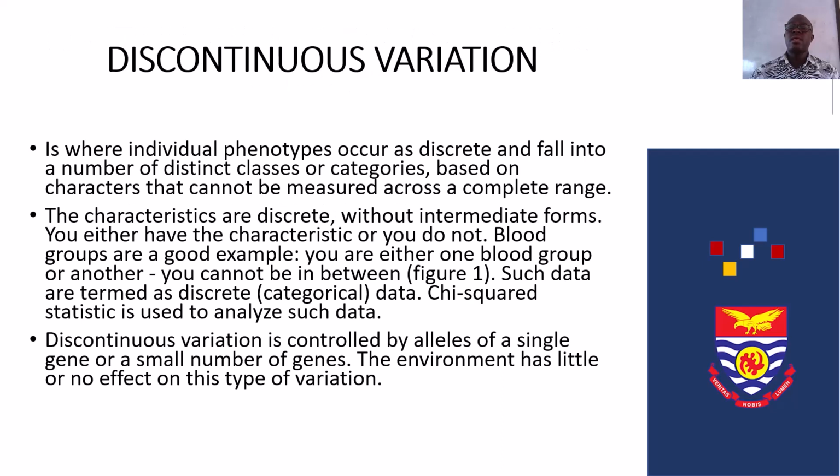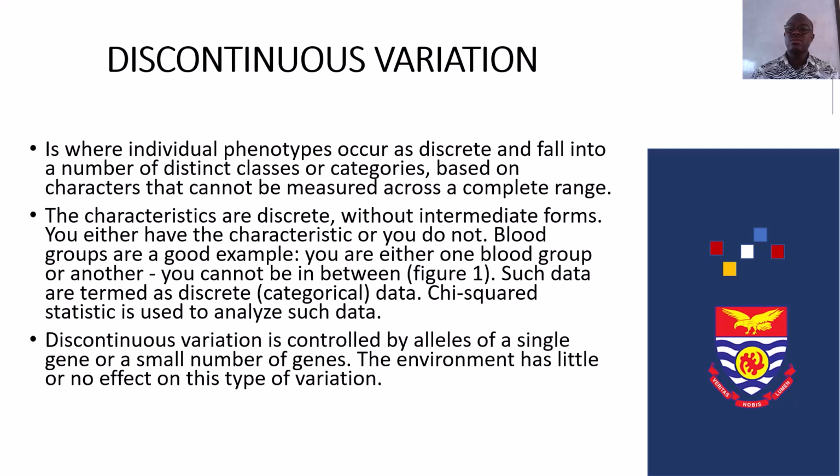It's where individual phenotypes occur as discrete and fall into a number of distinct classes or categories based on characters that cannot be measured across a complete range. The characteristics are discrete without intermediate forms. You either have the characteristic or you do not. Blood groups are a good example. You are either one blood group or another. You cannot be in between them. That's with regards to figure 1 in your textbook. Such data are termed discrete or categorical data.